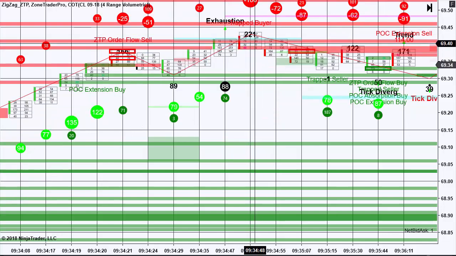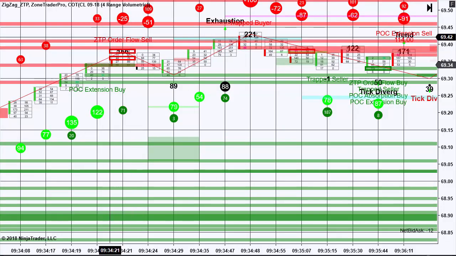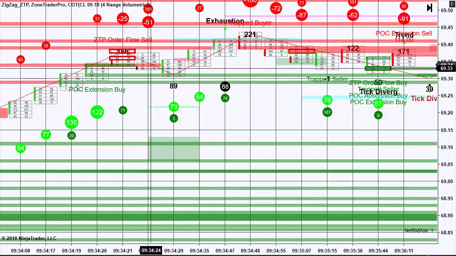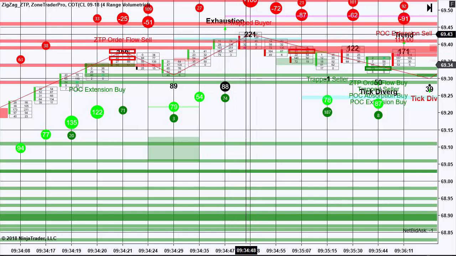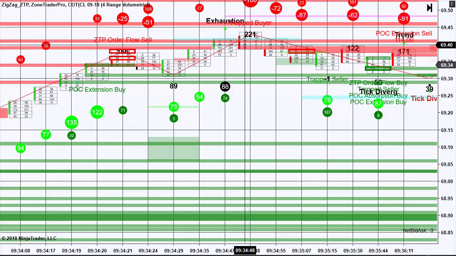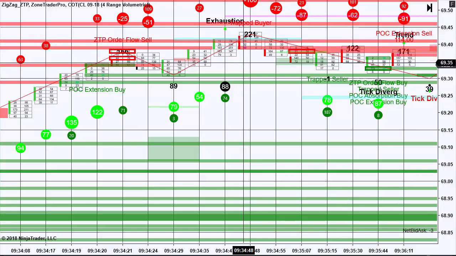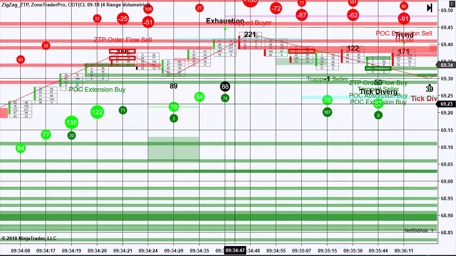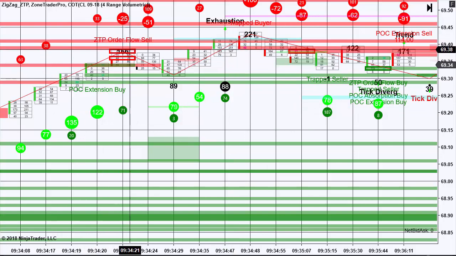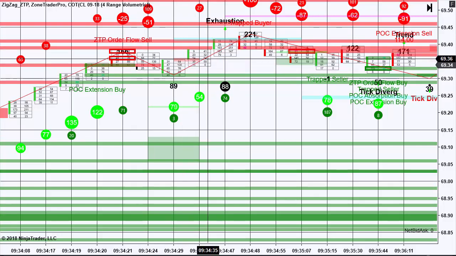And where we'd like to be out of the trade is either here where we see the ZTP order flow sell and an extension zone being created, or here where we have an exhaustion trade and an extension zone being created. And this again is the reason why ZoneTrader Pro is an excellent software suite, because the theory of ZoneTrader Pro is once we have reached this high right here, what's going to happen is, and it's a little bit hard to see because of the extension zones on this chart, we're going to have a retracement back to minor off of this strong trend, and then we're going to trade into an exhaustion.